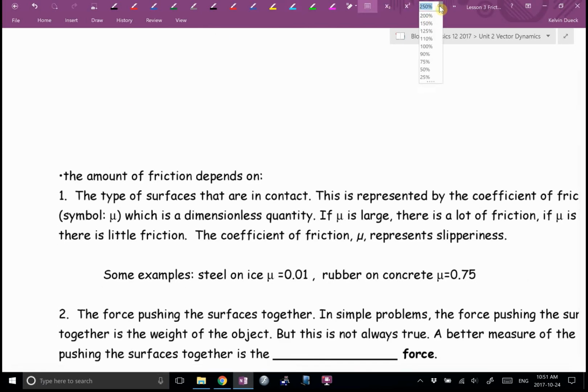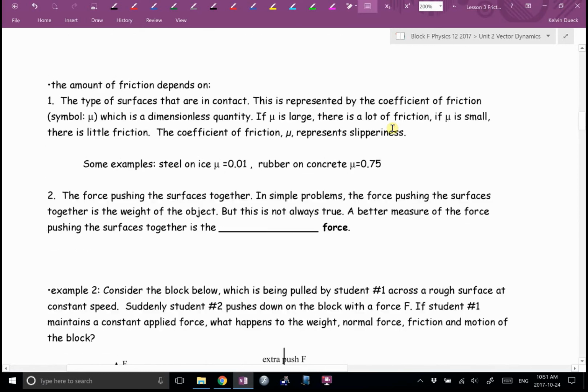What does friction depend on? Last year I told you it depended on two things. It depended on the type of surfaces that are in contact, and this is represented by the coefficient of friction, symbol mu. The coefficient of friction has no units, no dimensions. It's a ratio that describes how sticky objects are compared to each other. Ice has a coefficient of friction of near 0. Rubber on concrete has a coefficient of friction of about 0.75. So the coefficient of friction, you can think about it as a measure of an object's stickiness.